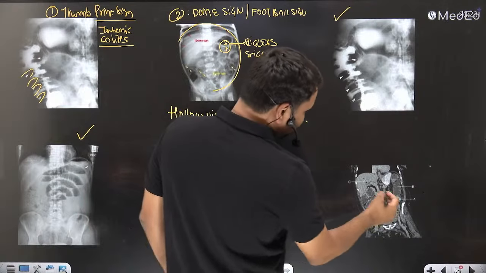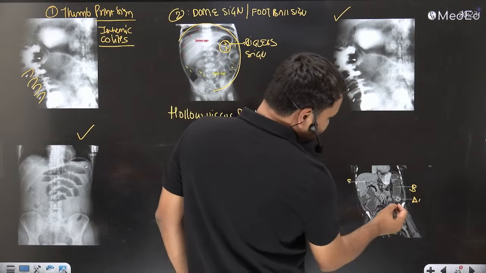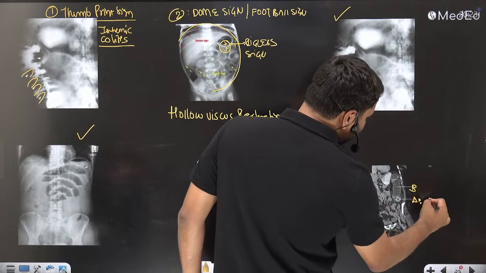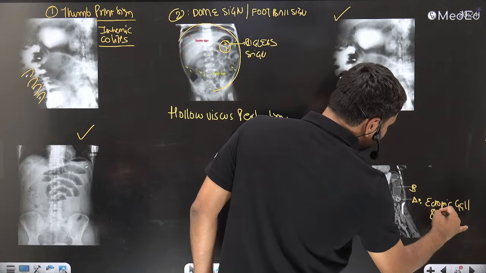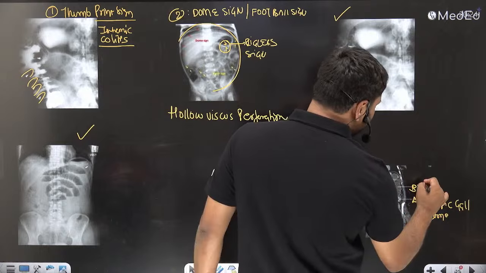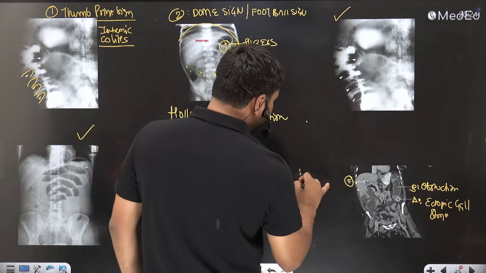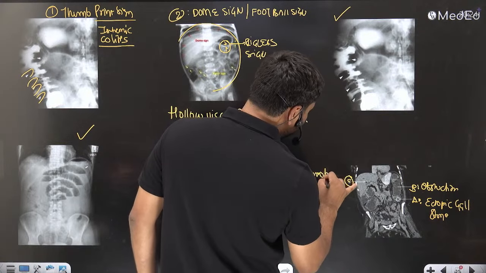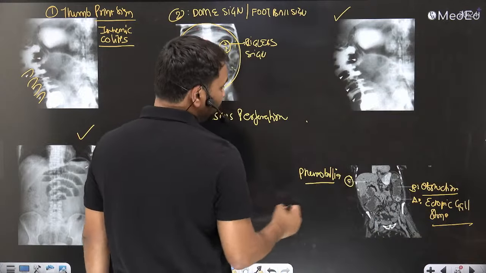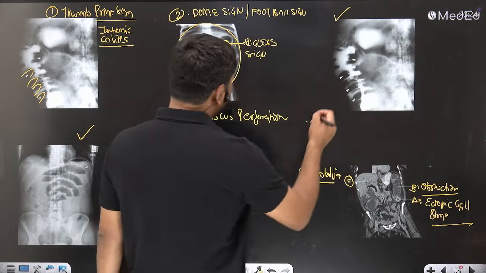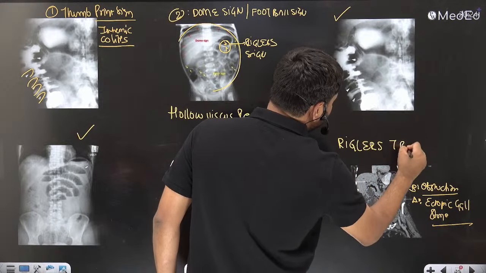Now, you can see there are findings A, B, and C. A is some focus which looks like an ectopic stone, usually an ectopic gallstone. B is your bowel obstruction. And C happens to be your pneumobilia. So all these put together, obstruction of the bowel, ectopic gallstone, pneumobilia, is what we call Rigler's triad.